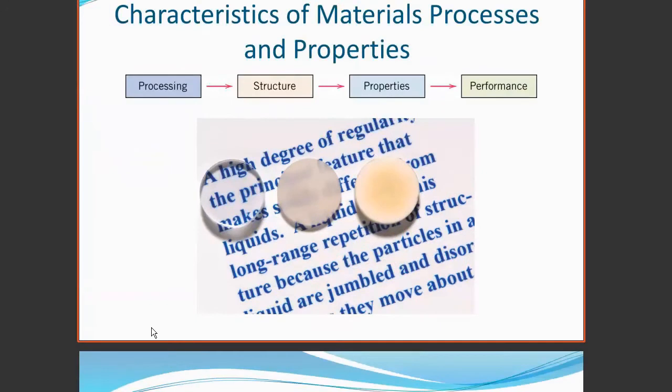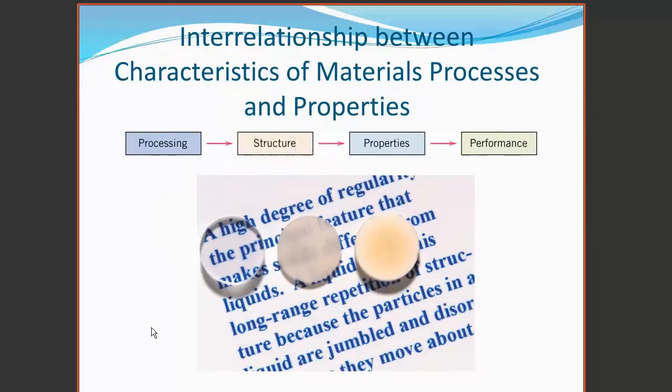From the previous example, we can see the interplay between the processing that gives the turbine blades their different microstructure, to the properties of the blades, and finally to their performance. Below is another example of this.